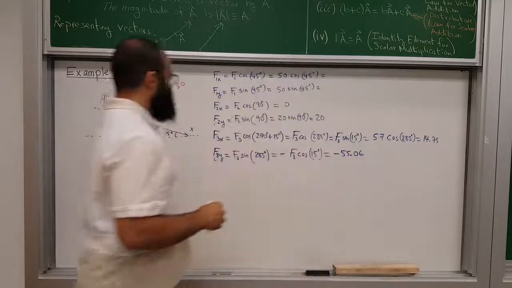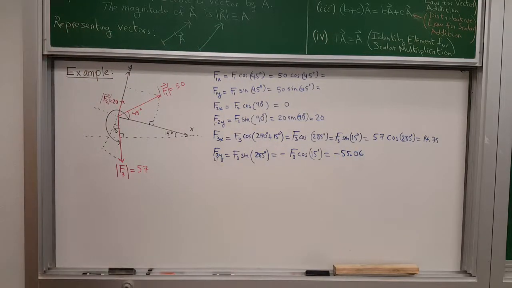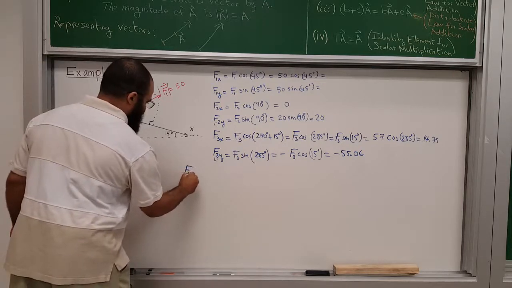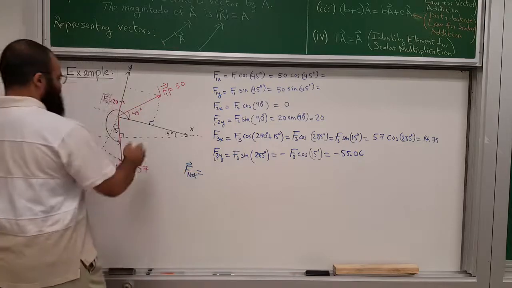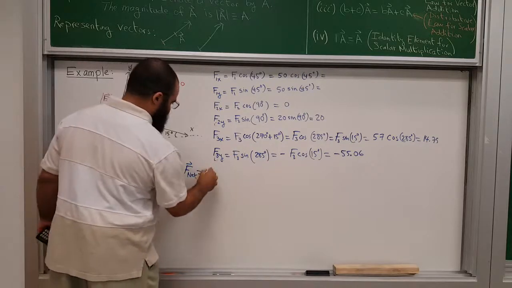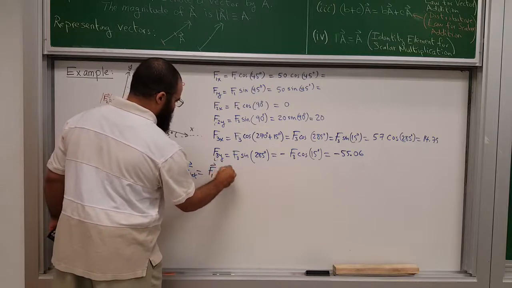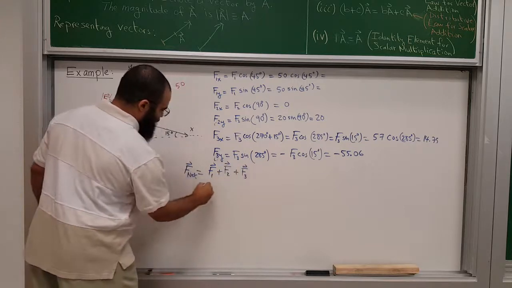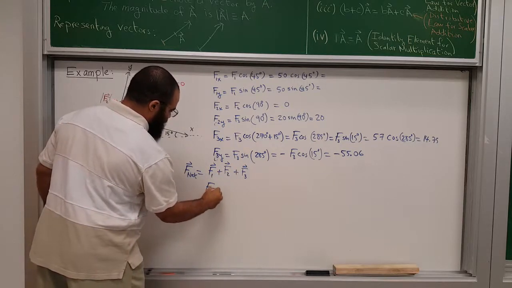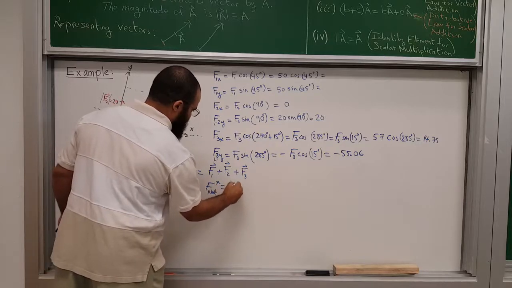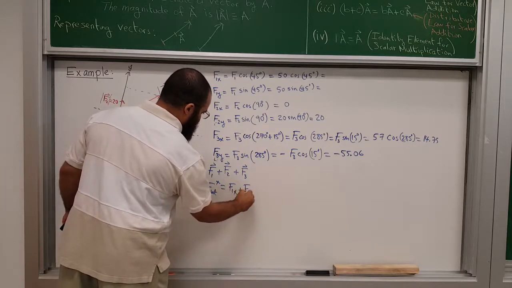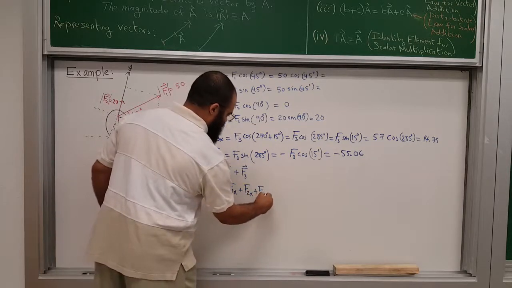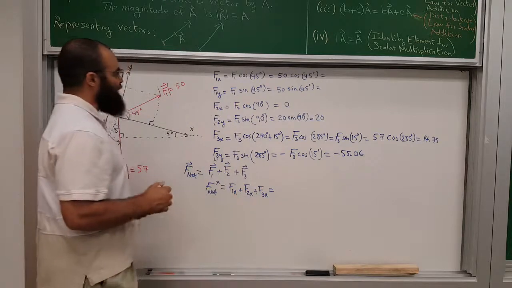Okay, that's that. So now, what's the net force? They want us to find the total force. It consists of three forces, so I need to just add the three vectors. It would be F1 plus F2 plus F3. So the x component of the net force will be the x component of force 1 plus the x component of force 2 plus the x component of force 3. And what are they? Let's add them.